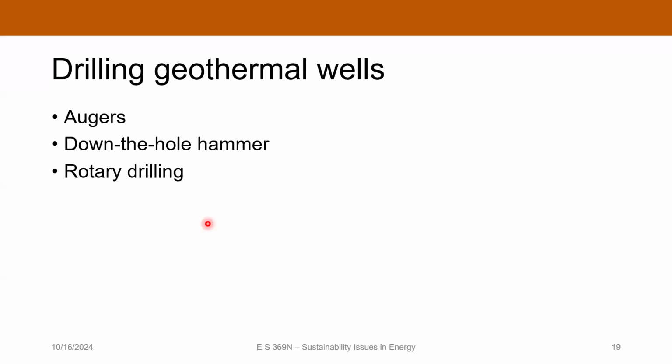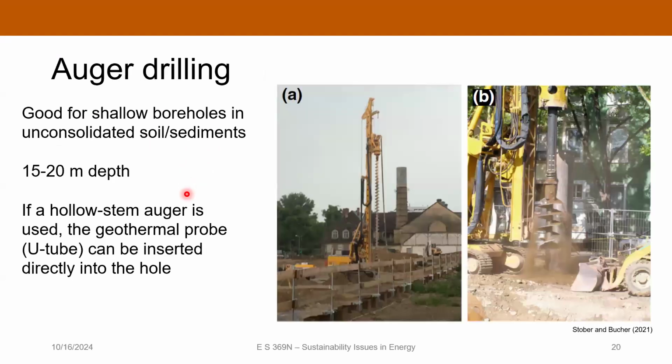But if you're drilling a probe well, then you actually need some way of doing it. So you can use augers, you can use a tool called a down-the-hole hammer, and then there's standard rotary drilling for deeper systems. Auger drilling is kind of like what they used last year when they were drilling the footings for the foundation of the new building next door. They had a bunch of augers out there, and these are good for very shallow systems, around 15 to 20 meters. And it looks something like this.